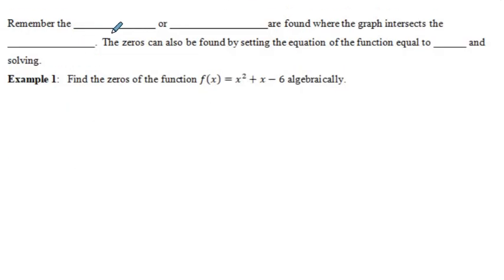So a quick recap of some definitions here. Remember that the roots, also known as the zeros, are found where the graph intersects the x-axis, also known as the x-intercepts. The zeros can also be found by setting the equation of the function equal to 0, that's why it's called zeros, and solving. And we use the quadratic formula for that.